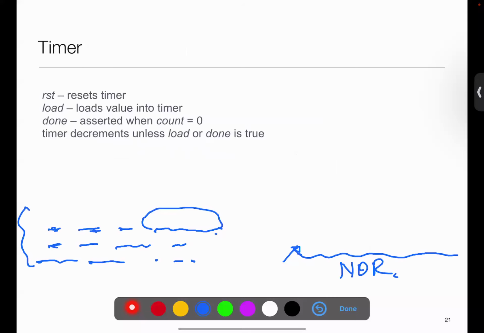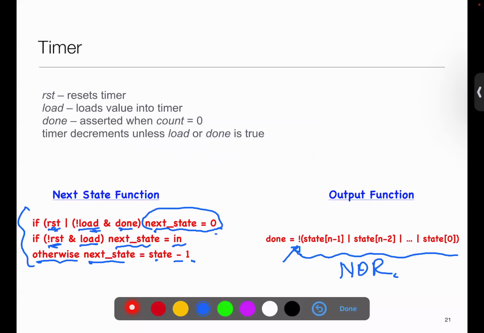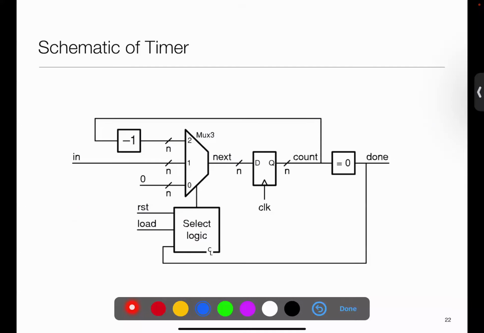Now, in terms of implementing this, again we have multiple cases. That's our multiplexer. I need a 3 to 1 multiplexer, or really in Logisim you will be using a 4 to 1 bus or something like this. We have 3 cases: load a 0, load the input, or take the current count, subtract 1 from it, and load it. Then I will have some logic for the select. It will be driven by the reset signal, the load signal, and also the done signal. All of them feed into the select logic.